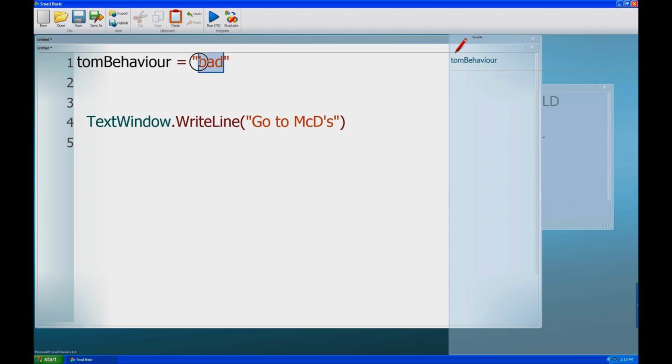Notice that I've put it in speech marks. Hopefully, you can tell me why I've put it in speech marks. Is because the computer doesn't understand the English language, so we just need to tell it, just trust me, you don't have to understand it, just recognise those three letters. So, Tom's behaviour equals bad.